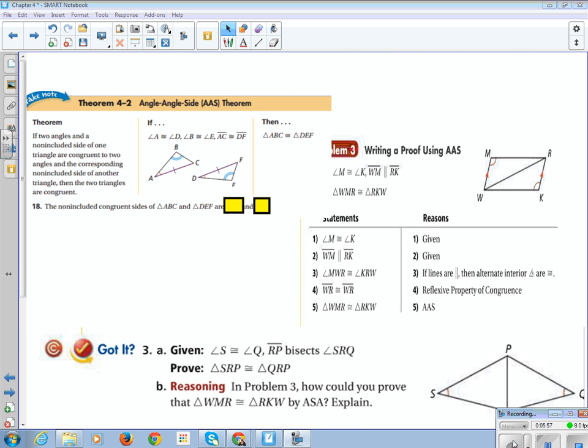So theorem 4-2 is angle, angle, side. And it says, if two angles and a non-included side of one triangle are congruent to two angles and the corresponding non-included side of another triangle, then the two triangles are congruent. So the non-included congruent sides of ABC and DEF are AC and DF.